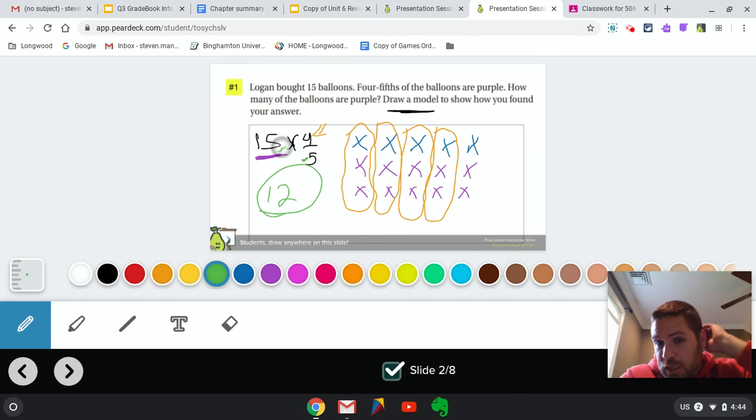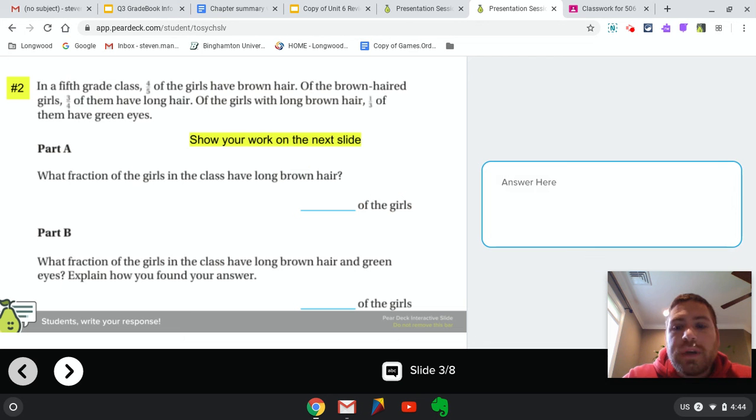Okay. Let's move on to number 2. Number 2 is a 2-part question. I'm going to go back and forth between the question and the next slide because the next slide's empty for me to do all the work. This one may be a little bit confusing because there were 3 fractions in here, but you really had to take your time and read through it so you could figure out what was being asked of you here. So number 2 says, in a 5th grade class, 4/5 of the girls have brown hair.